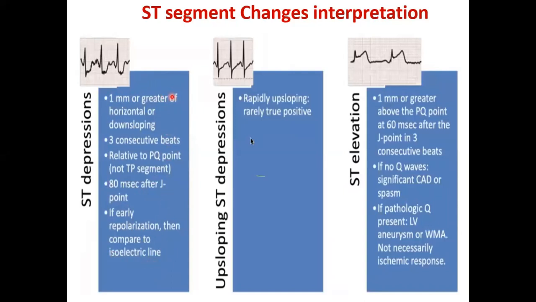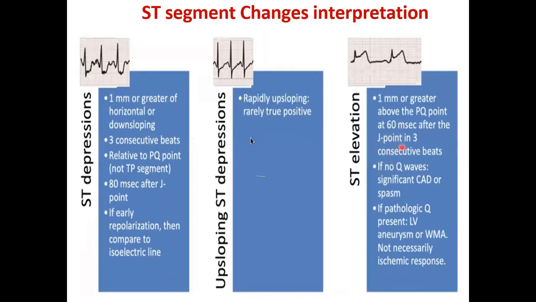We will talk about their clinical implication in the different leads shortly. However, when we are having an upsloping ST segment depression, this is really not a true positive. Most times, it might just be the normal exercise response that we tend to see on the ECGs. And ST segment elevations, like I have mentioned, are 1 millimeter or greater above the PQ point, at 60 milliseconds after the J point, in three consecutive beats. When you're making that diagnosis, you must pay attention and be sure that these changes are occurring in three consecutive beats. Sometimes you might have one, and the next one is going to be normal, or you have two, and the third one will be normal, and it continues like that. That is not considered as being positive.